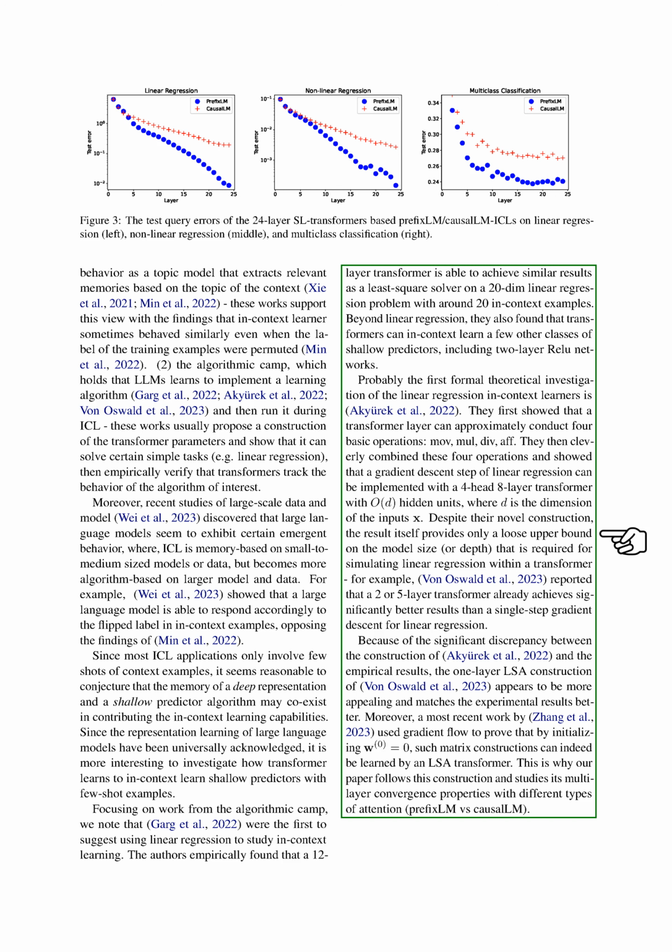A subsequent study showed that a transformer layer can approximately conduct 4 basic operations: move, multiply, divide, and affine. They combined these operations and showed that a gradient descent step of linear regression can be implemented with a 4-head 8-layer transformer with a number of hidden units proportional to the dimension of the inputs. However, this result only provides a loose upper bound on the model size or depth required for simulating linear regression within a transformer. A more recent work used gradient flow to prove that such matrix constructions can indeed be learned by a transformer. This is why our paper follows this construction and studies its multi-layer convergence properties with different types of attention, prefixLM versus CausalLM.